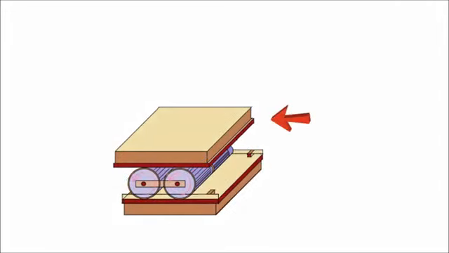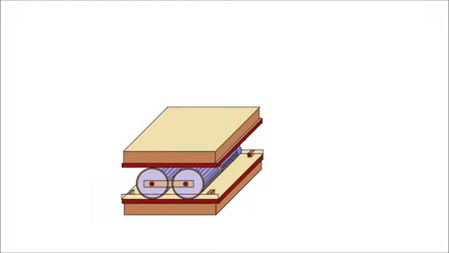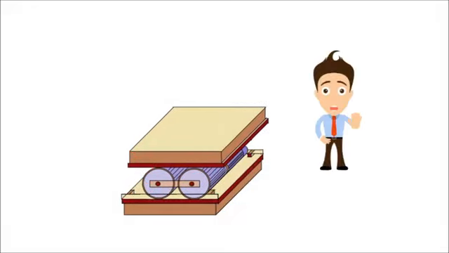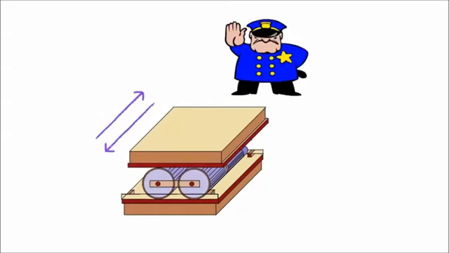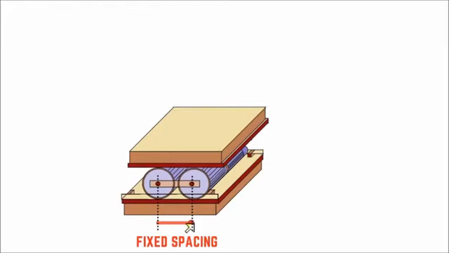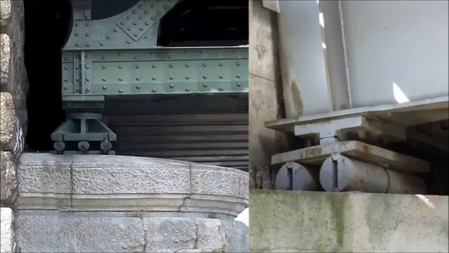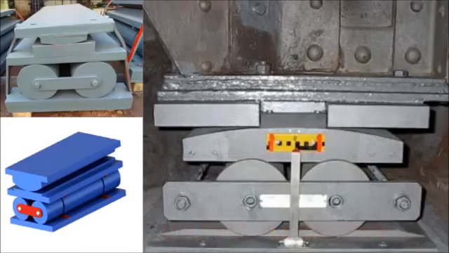Roller bearings generally consist of cylindrical heavy metal rollers which bear the load and roll on the masonry plate. Only longitudinal movement is permitted on roller bearings, by rolling. These are stopper plates, which prevent over-rolling of the rollers. And this is the guide, which prevents movement in the transverse direction. This tie bar maintains the fixed spacing between the rollers during movement. There are different types of roller bearings available: single roller bearings, multiple roller bearings, gear roller bearings, and rocker cum roller bearings.